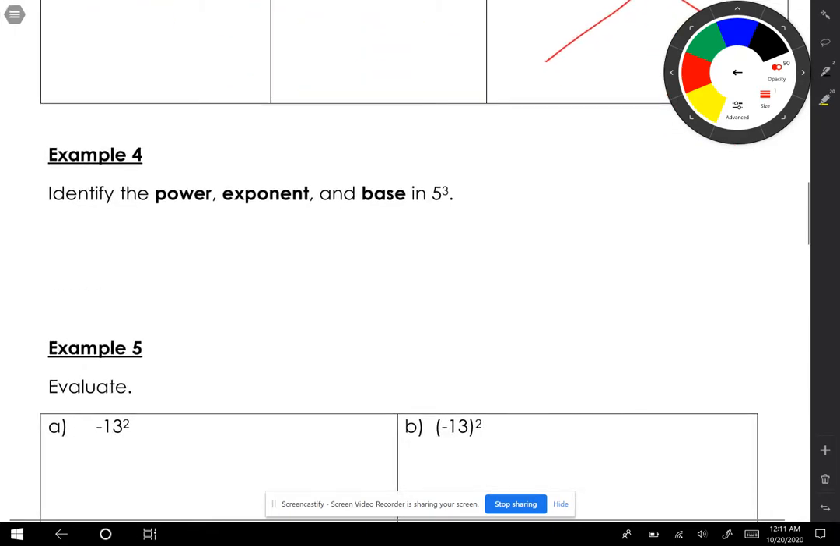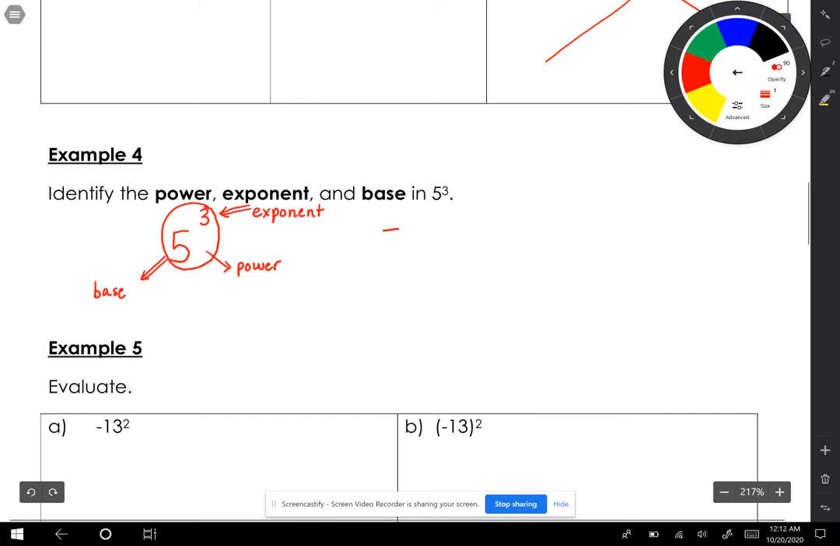Okay, for the second part of our notes, we are going to talk about simplifying expressions. Before we do that, we are going to identify the power, exponent, and base in the expression 5 to the third. So let's write 5 to the third here. 3 is known as your exponent. The 5 is the base. Notice how big it is, so big for base. And then the whole thing is called a power. And you can say this as 5 to the third power or just 5 to the third.